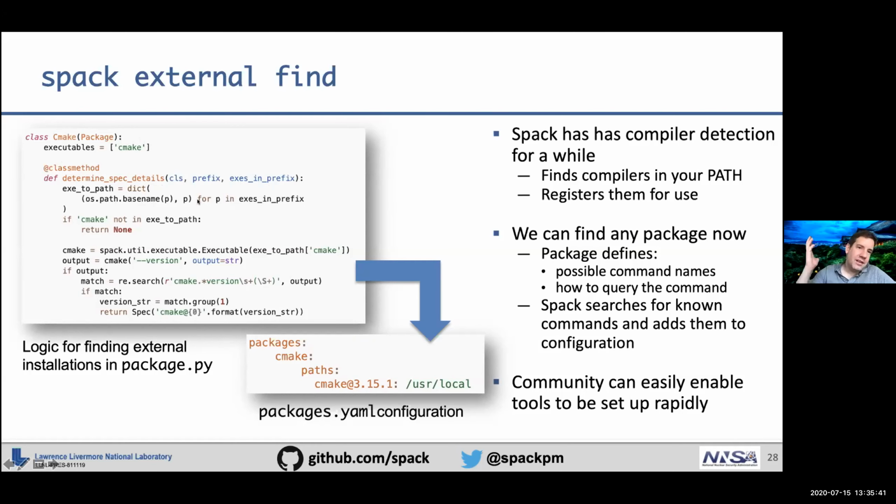It says, hey, CMake 3.14 is installed in this prefix that I found while I was going out and querying the user's path. And it'll generate the configuration that you need for that. And so you can see here that you've got packages, CMake paths. And now it says CMake 3.15.1 is installed in user local. So what that does is it takes the burden off the user to specify all this stuff, and it sort of standardizes the way that we query external packages, and the user doesn't have to know how. They don't have to know quite as much about how to query a package for a version. It can just be in the packages.